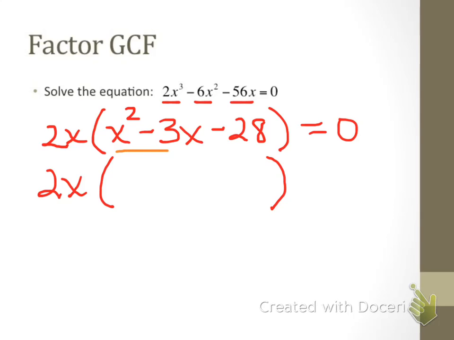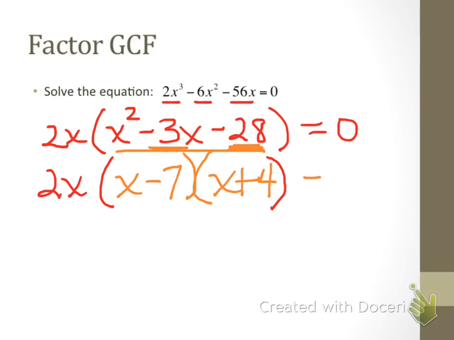A quadratic. So this x squared minus 3x minus 28 now is just a quadratic, which we can factor using our quadratic methods. So we're going to be making two binomials out of that quadratic. So if we look for factors of negative 28 that add up to a negative 3, we end up with an x minus 7 and an x plus, let's try that again. There you go, x plus 4. Again, still all equal to 0.